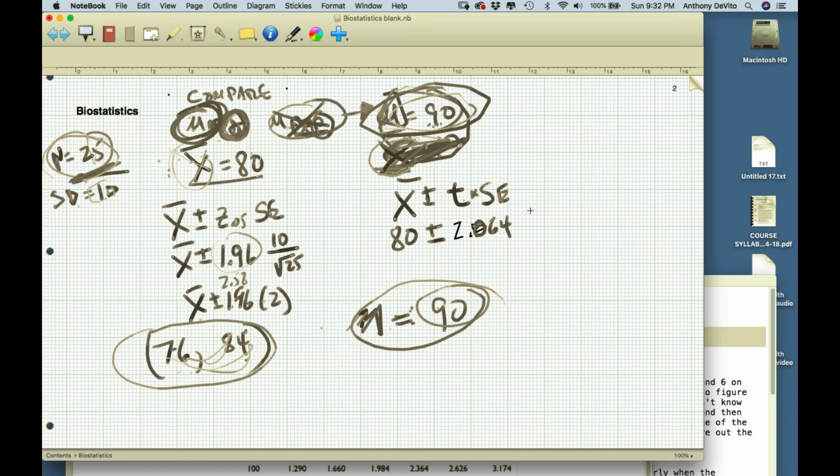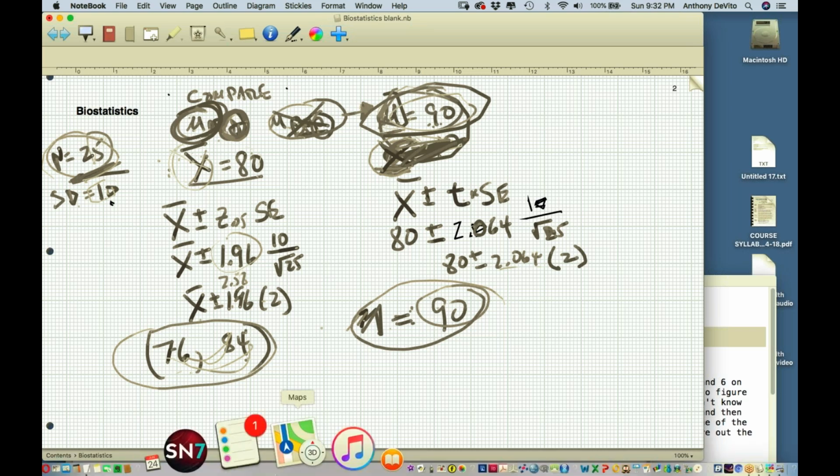Now, what's the standard error equal to? Well, the standard deviation of the sample, which is 10, over the square root of the sample size. So that hasn't changed. So the square root of 25. So that's going to be 80 plus or minus 2.064 times 2. Right? The only thing that's changed here now is we're using the t-score instead of the z-score. So let's see what that comes out to be.